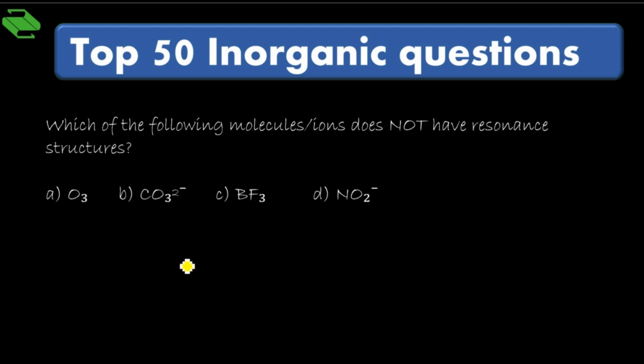Which of the following molecules or ions does not have resonance structures? Ozone will have. What about BF3? BF3 is not having a complete octet, and it is having back bonding, and all the atoms don't need any resonance.